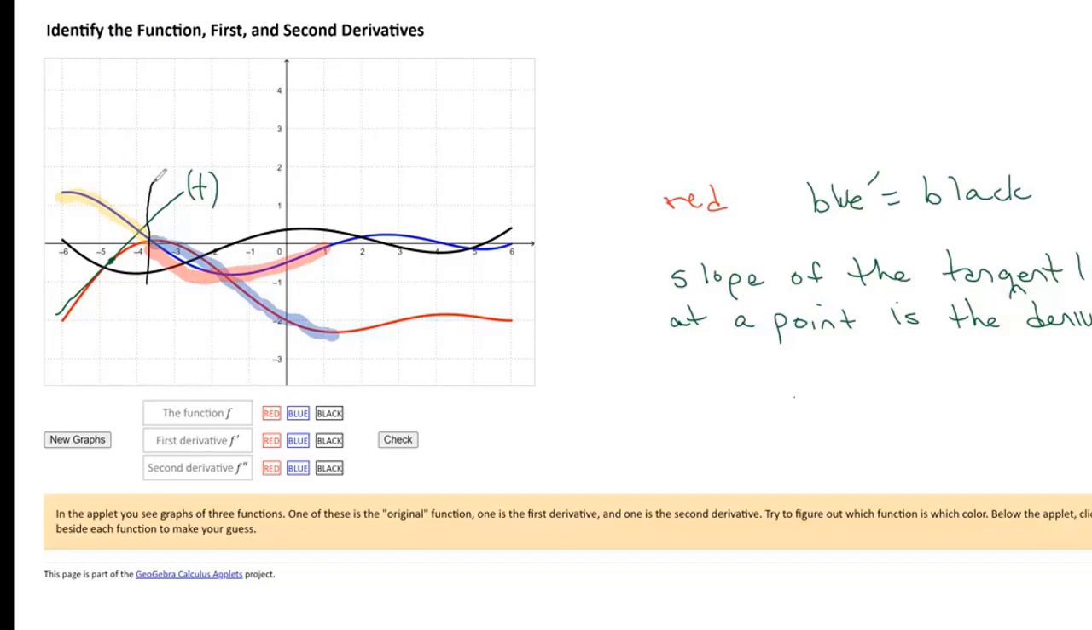Negative. We said the slope of the red line is negative from here to here. And notice if I just look at the blue line, it's below the x-axis from approximately -4, -3 point something to approximately 1 point something. And that is what I'm looking for. I know now that red is the original function. The derivative of red is blue, and the derivative of blue is black.